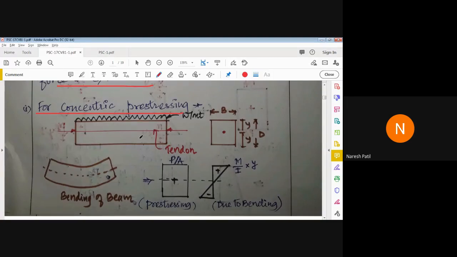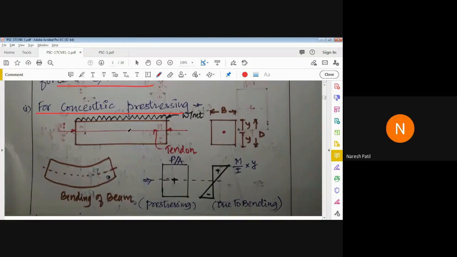what do you mean by the cable is concentric? Anyone? Anyone? Concentric pre-stressing means what? Stress is diverted at only one point, sir. No.